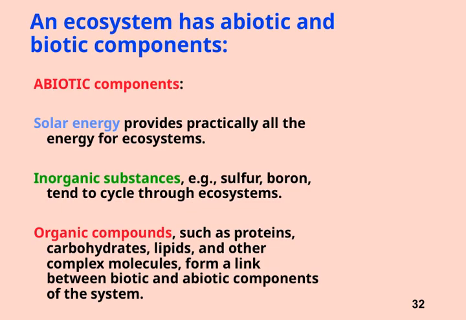Let's take a closer look at the abiotic components of an ecosystem. First, solar energy is absolutely crucial because it provides almost all the energy that fuels ecosystems. Without the sun, most life processes would come to a halt. Next, we have inorganic substances, like sulfur and boron. These elements tend to cycle through the ecosystem, moving from one organism or part of the environment to another, playing a key role in maintaining ecological balance.